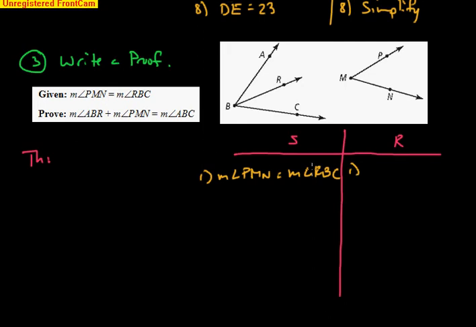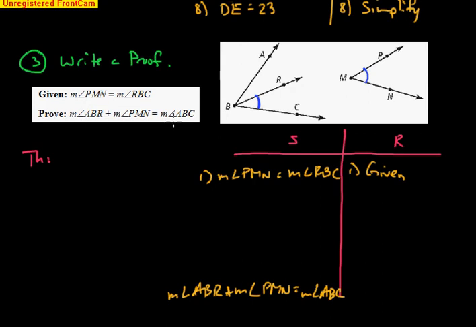Okay, so there's the given. And I'm going to mark that on my picture, right? Very important that angle PMN is equal to RBC, so that means they're the same. They're congruent. And that's very important. Look at that. Maybe we could just slide PMN right in. Let's see what we can do. So now we want to prove that, and I'm going to write that over here, that the measure of angle ABR plus the measure of angle PMN equals the measure of angle ABC. That's what I want to prove. So that just goes down there.